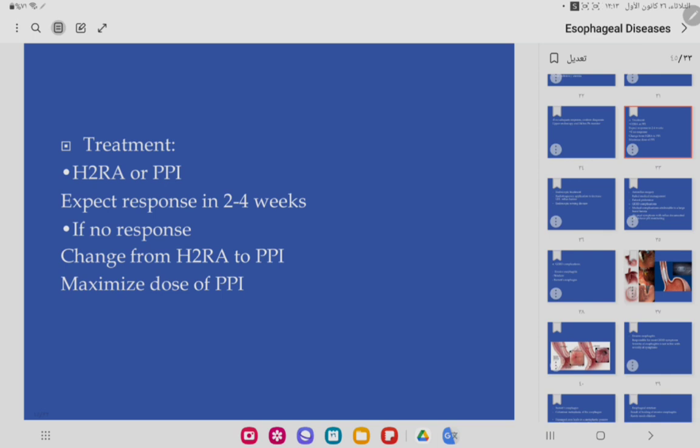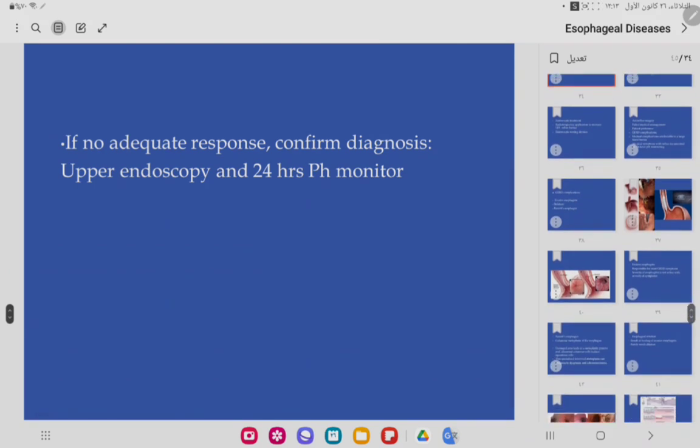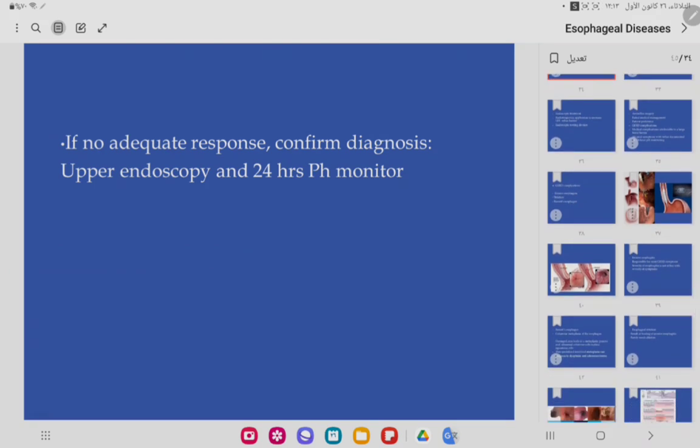You would need 24-hour pH monitoring and manometry to see if there is a reflux, and probably an endoscopy to see if there are any changes in the mucosa and if there are any hernias, any structural causes for that. Please, thank you. Next.